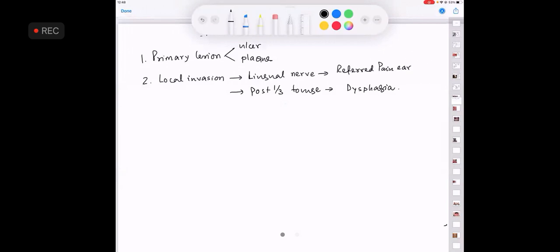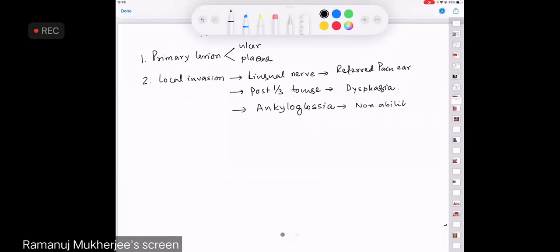Number 3, it can produce ankyloglossia. What is ankyloglossia? It is non-ability to protrude the tongue. It's called as ankyloglossia. Why does it happen? Because the tongue cancer is infiltrating the floor of the mouth, and hence it happens.